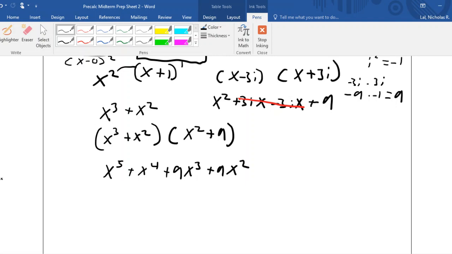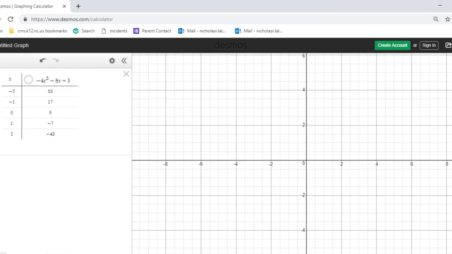And so I guess there's two ways to do it. How many of you guys remember the rules on degree and leading coefficient for end behavior? That sounds like it's no one. So let's go to Desmos.